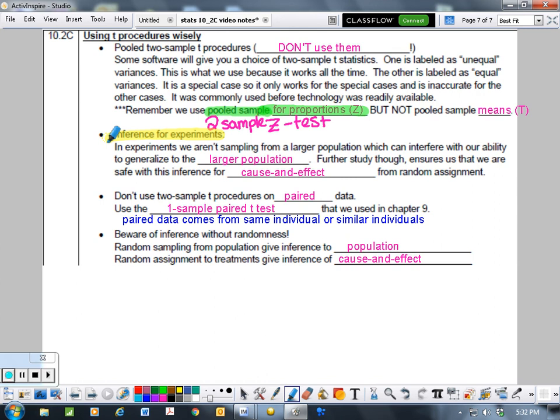Please remember, do not use two-sample t-procedures on paired data. So this is our matched pairs experiment. That's when we go back and we calculate the differences first, and then we do a one-sample t-test on those differences. Beware of inference without randomness. So if you do not meet that random condition, you can't infer to the population or you can't establish cause and effect, which is really the whole purpose of doing our studies anyway. And that is it for Chapter 10.